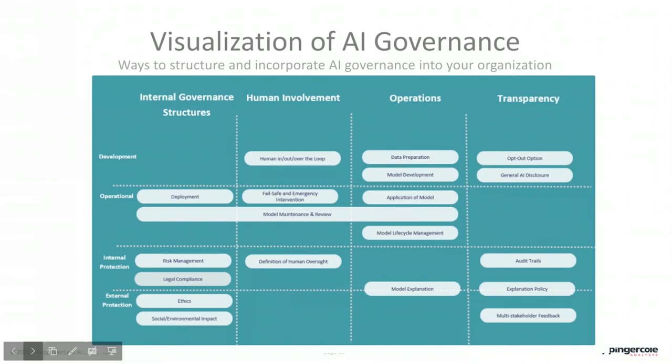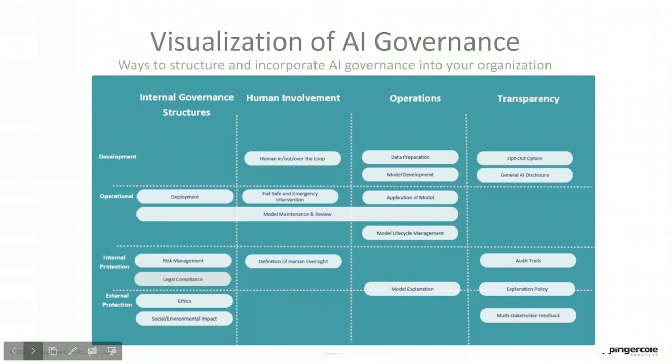Also, you should consider a general disclosure to all your stakeholders about the use of AI. And is your system and process of developing it able to generate audit trails? Do you have an explanation policy so that your staff and users know when to issue an explanation? And finally, do you have channels that are open to accept multi-stakeholder feedback?